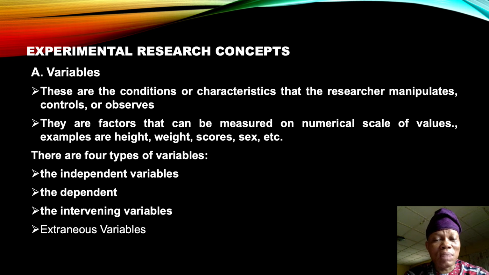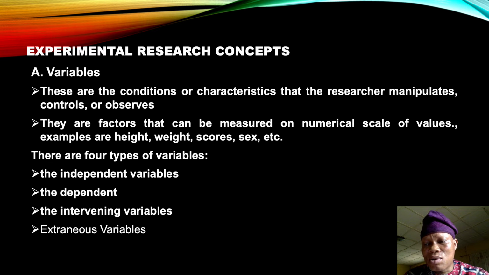And I told you the method of teaching are the independent variables. So the dependent variables are the scores your students will have in the achievement test you administer to them before and after the treatment, that is after the lesson, after you must have taught them. So the dependent variables are your students' scores. Then we have the intervening variables.